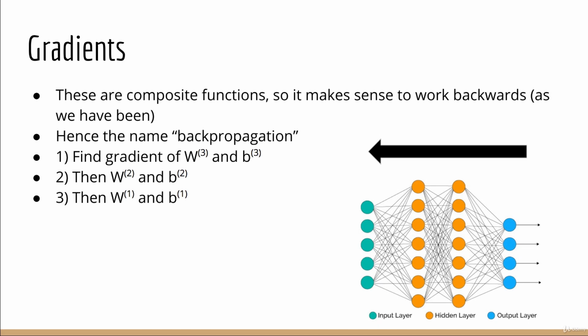As usual, the next step is to find the gradient of our objective. Now, because these are composite functions, it makes sense to work backwards, hence the name backpropagation. This is just the same pattern we've been following all along. So first we're going to find the gradients with respect to W3 and B3. Then we're going to find the gradients with respect to W2 and B2, which of course requires more terms due to the chain rule. Finally, we're going to find the gradients with respect to W1 and B1, which will require even more terms.